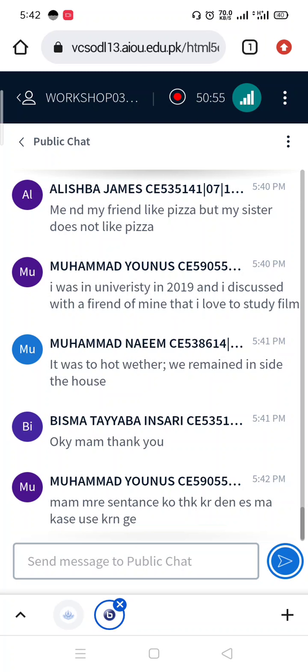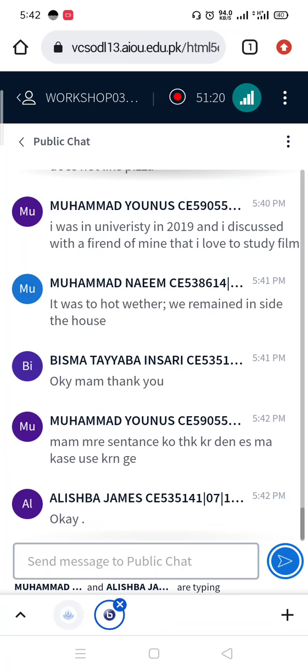I was in university in 2009 and I discussed with a friend of mine that I love to study film. Where is the semicolon coming in here? These are all complex compound sentences. I discussed with a friend of mine that I love to study film. This sentence is correct. There's no need to use the semicolon, colon, or comma here.